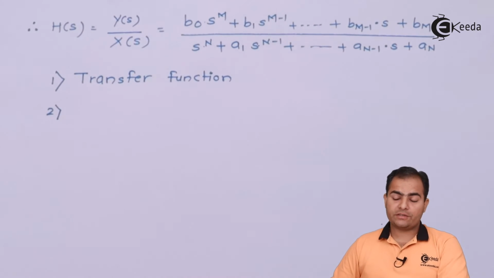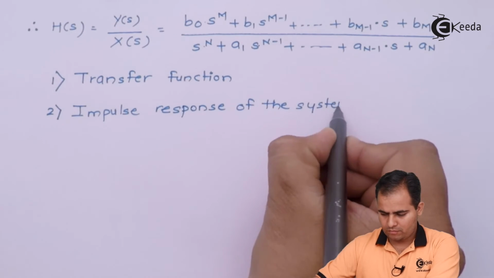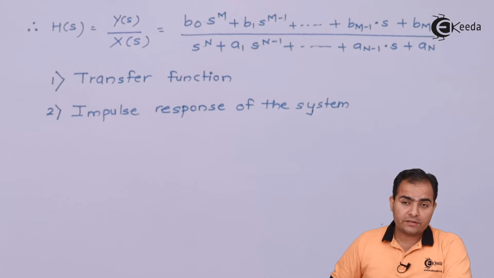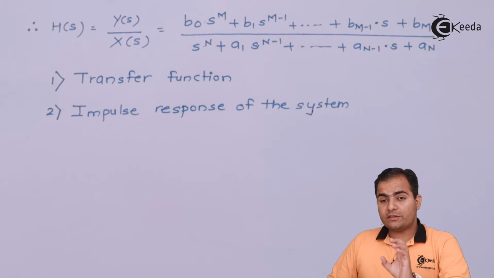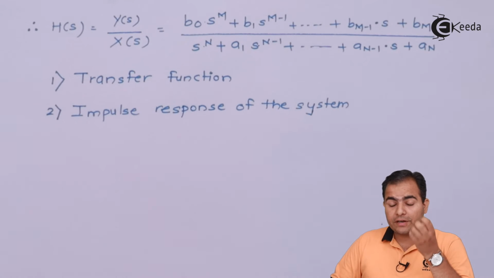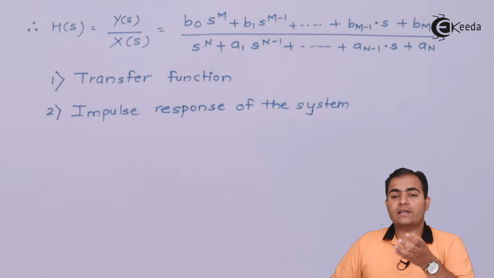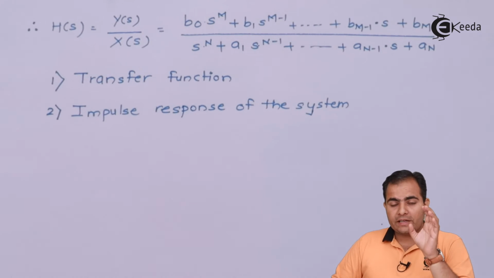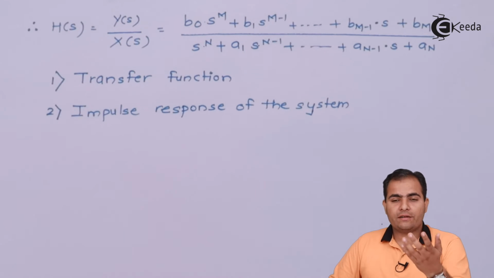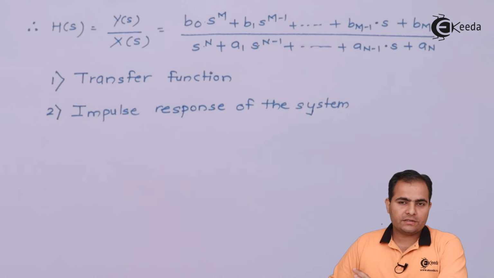What will be the second question? Impulse response of the system. How to achieve impulse response? To find out impulse response, first of all you should know what is the impulse response, or where you are going to substitute the values of impulse function. Impulse response means what? If you consider my input is impulse, then whatever output response y of t you are going to calculate or you are going to achieve is nothing but the impulse response of the system.